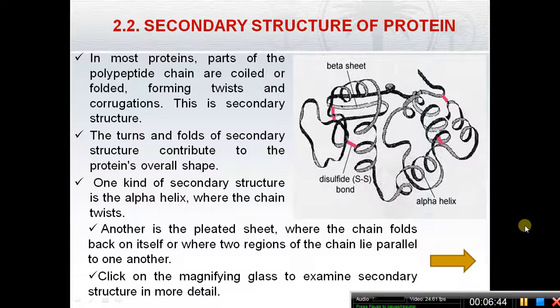Secondary structure of protein. In most proteins, parts of the polypeptide chain coil or fold, forming threads and corrugations. The turns and folds of secondary structure contribute to the protein's overall shape. One kind of secondary structure is the alpha helix, where the chain coils. Another is the pleated sheet, where the chain folds back on itself, or where two regions of chain lie parallel to one another. Click on the magnifying glass to examine secondary structure in more detail.